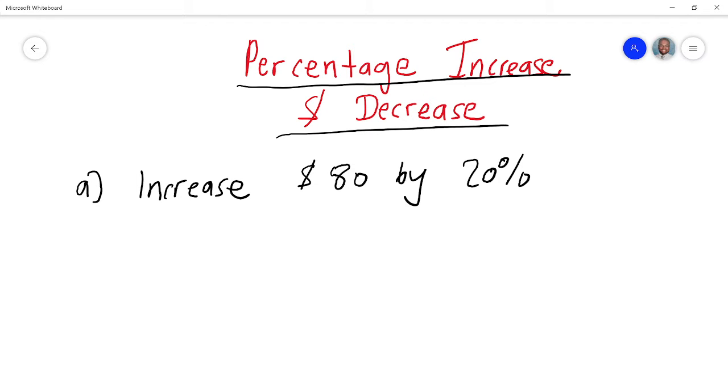Hi guys, in this episode of Shri series, we're going to be talking about percentage increase and decrease. I've got two questions here. The first one involves percentage increase, and then on the next whiteboard, I've got percentage decrease.